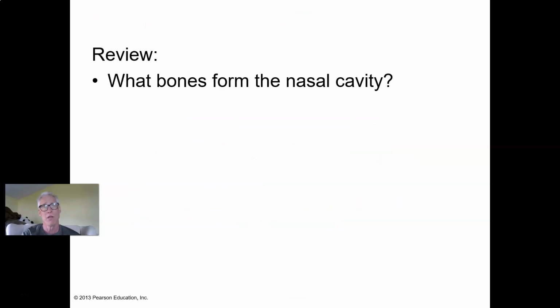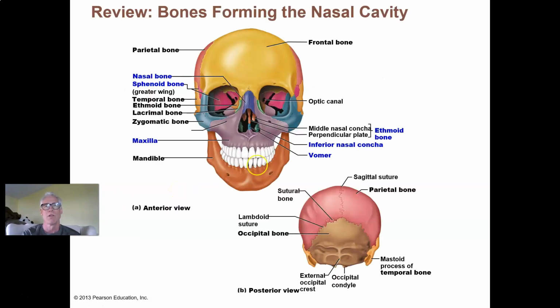I stuck in a little review here. I'm not going to spend a lot of time on it, but I encourage you to take a look. We spent some time in the first half of this course talking about bones of the skeleton, and we examined all the bones of the skull, the cranium, in detail. So I thought I would review that with you just really quickly.